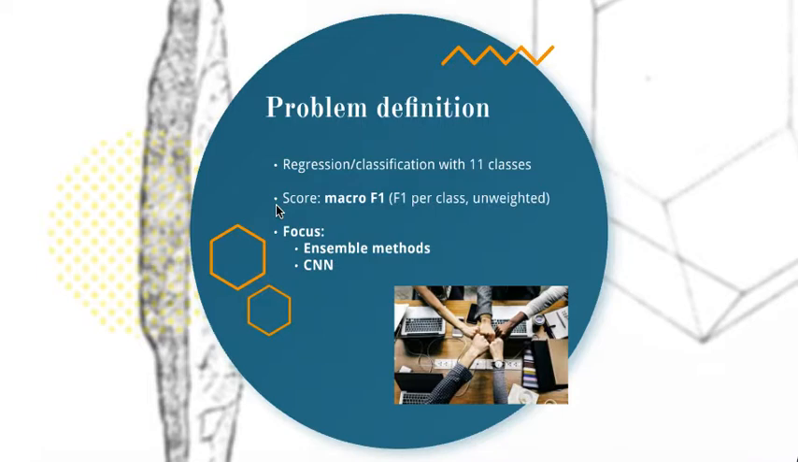So the F1 score is a classification score, and for a multi-class problem, you have one F1 score per class.